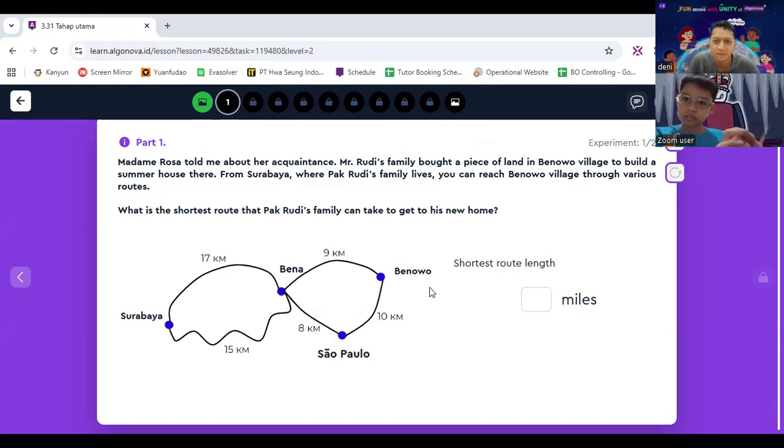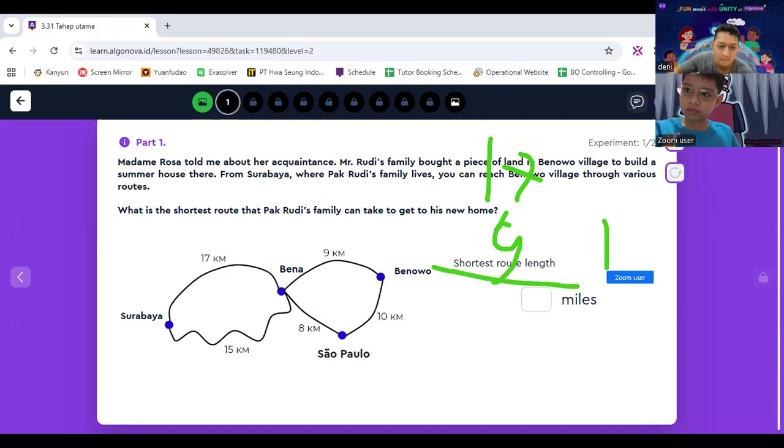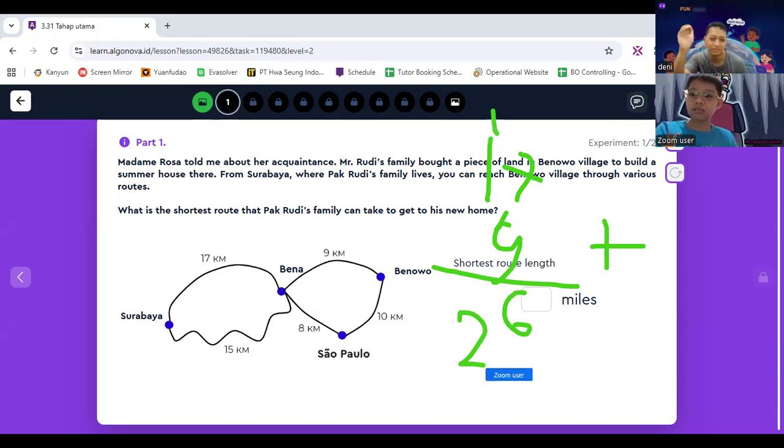From Surabaya to Benowo. So, 17? There are two ways from Surabaya to Bina. So you need to choose this order, from Surabaya to Bina.